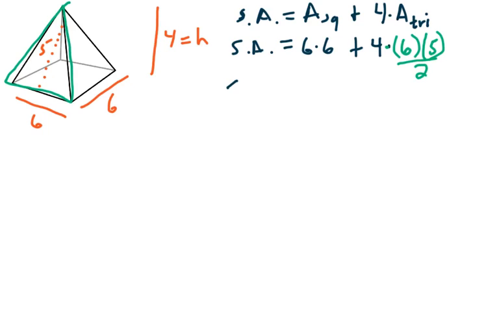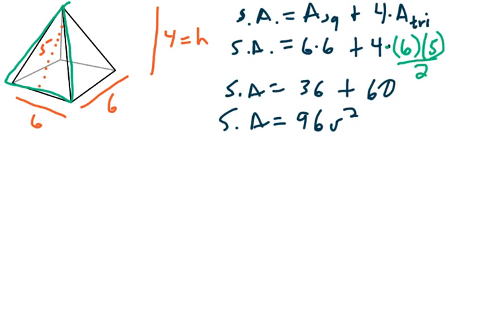So now when we go and calculate all this out, we get 36 plus 60. So the surface area equals 96 units squared. So there's your answer for the surface area of that pyramid. No formula, just using the definition. Add up the area of all the sides, okay?